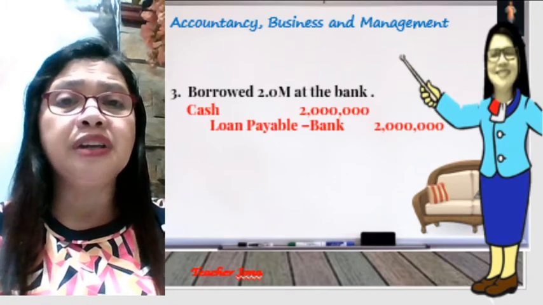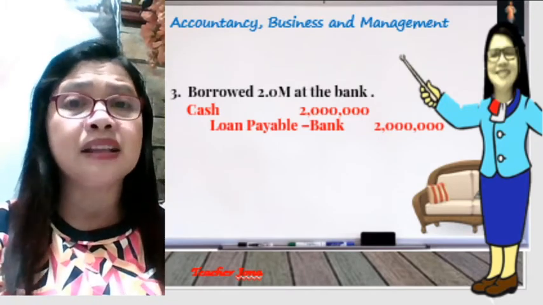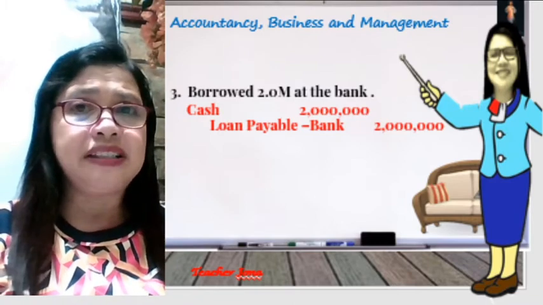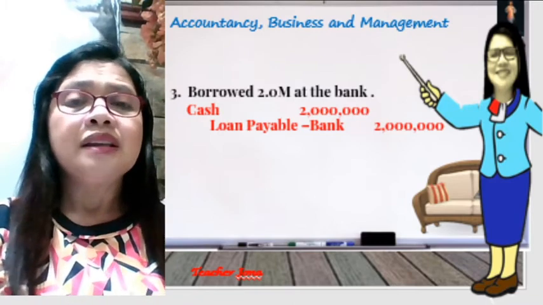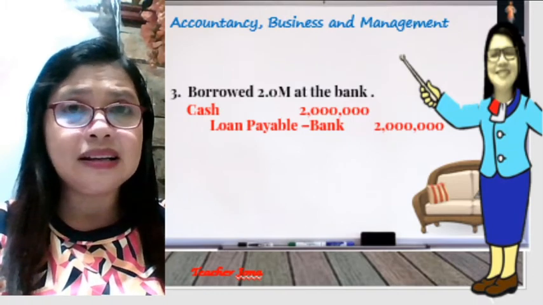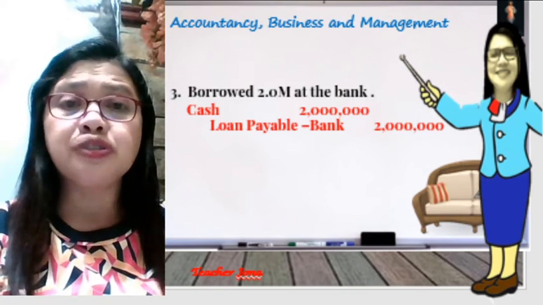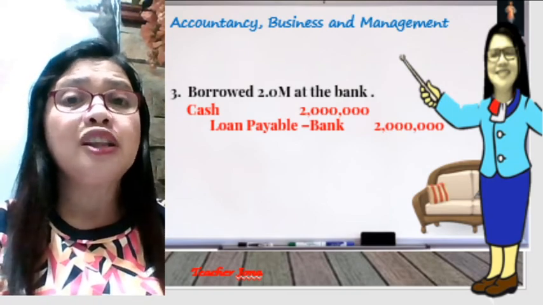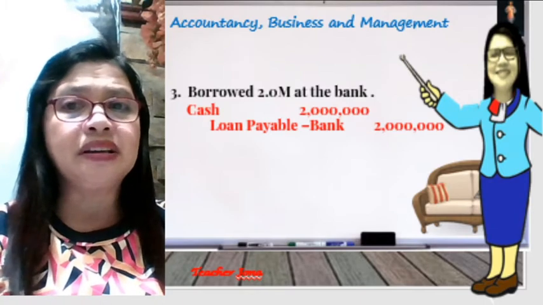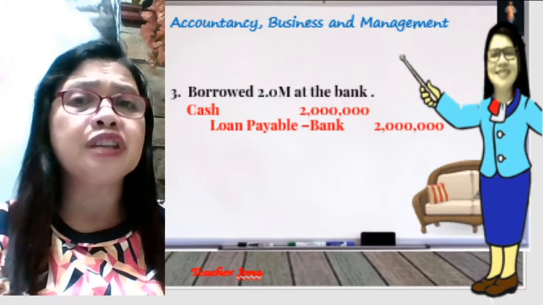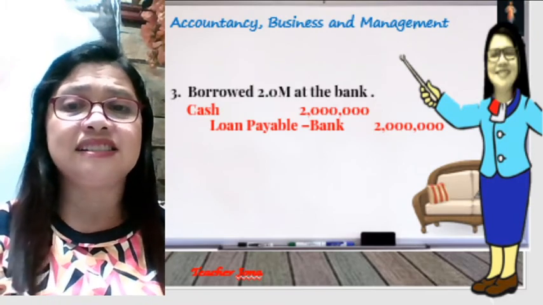And because you receive cash through a loan, that means you incurred a liability account. So you credit loans payable to the bank. And since loans payable is a liability account, it has a credit normal balance. And to increase your liability, what do you do again? You follow the normal credit balance.